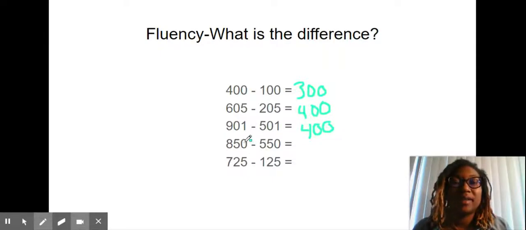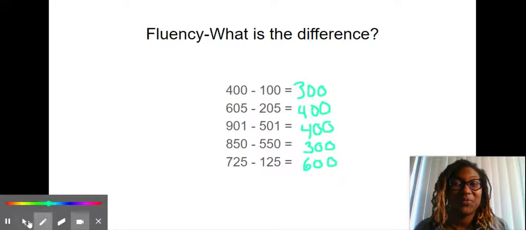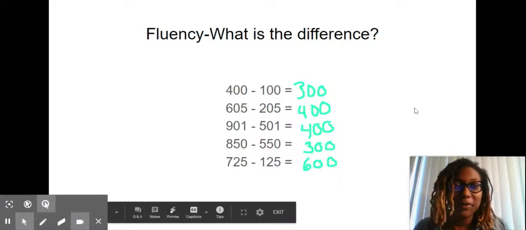Next one. This time my ones place is 0 take away 0, 0. I have 5 take away 5, 5. 8 take away 5 for my hundreds place. I had 800 take away 500, 300 left. Last one. 5 take away 5 is 0. 2 take away 2 is 0. Now my hundreds place. 700 take away 100 is 600. Okay. And there's our fluency practice for today.